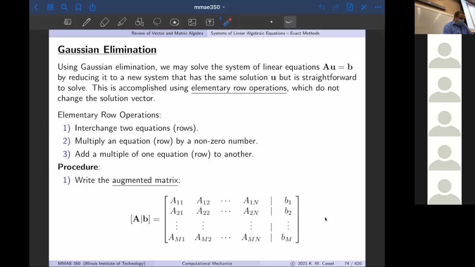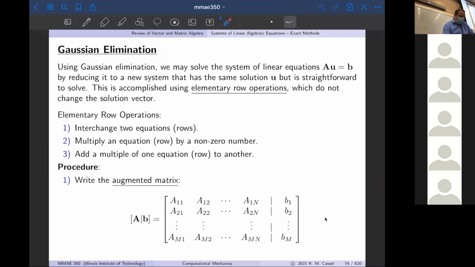So Gaussian elimination, it's named after Gauss. Gauss elimination is a very simple idea. It's kind of a complicated string of operations, but it's a very simple idea. The idea is as follows.